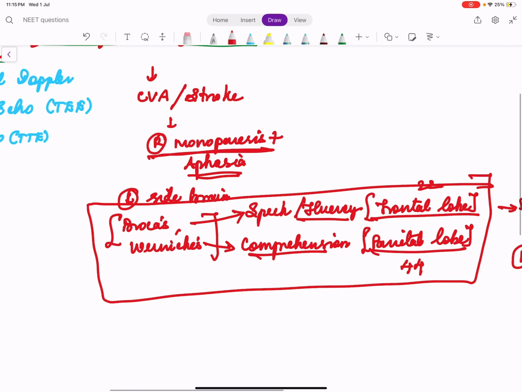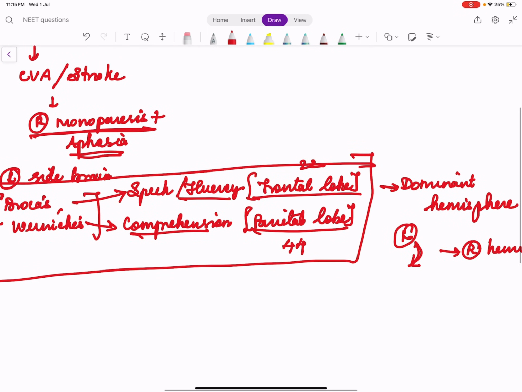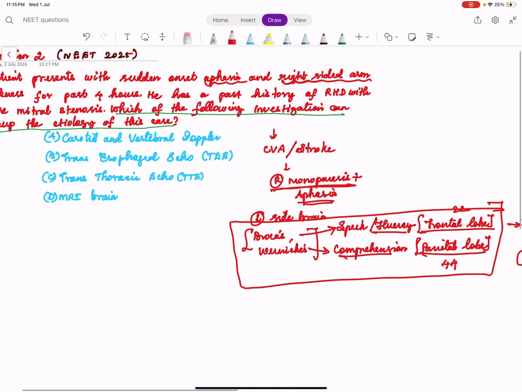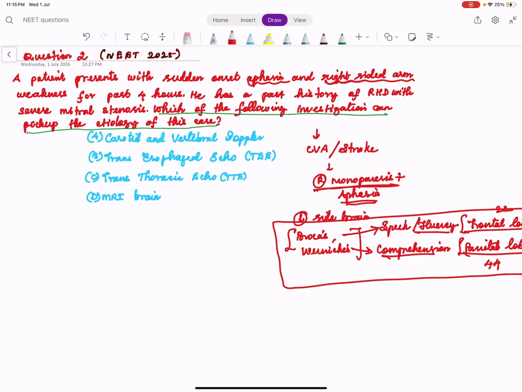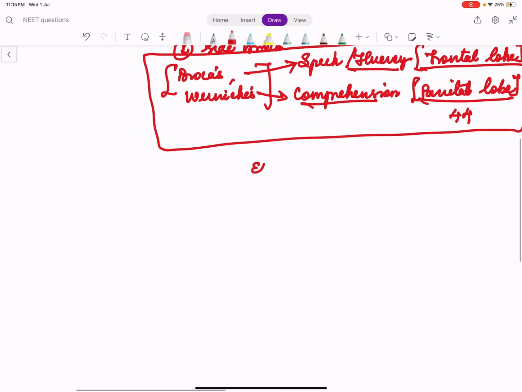So this patient is having a right-sided monoparesis plus aphasia, which means he is having an infarct or a hemorrhage, that is a stroke of the left side of the brain involving one of these two areas, right? So it is clearly a stroke. You need not know the location in this case because the diagnosis is clear, it's a stroke. And there is a past history of rheumatic heart disease with severe mitral stenosis. So this is a clue regarding the etiology in this case.